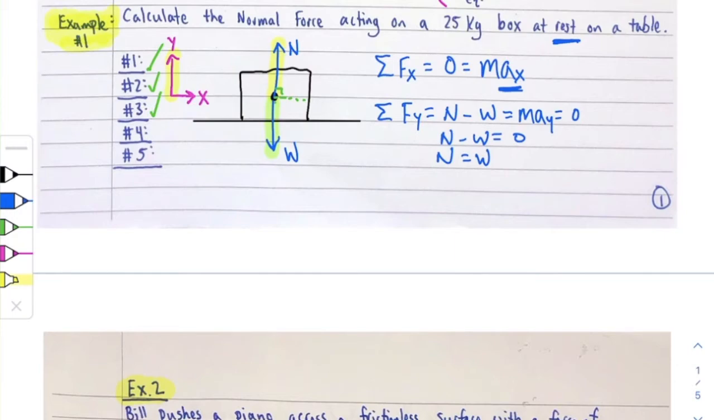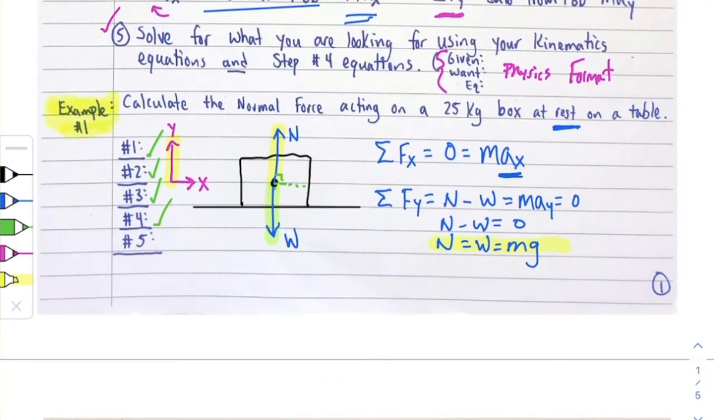And we know from before that W is equal to mg because that was our warm-up today. So there's an equation we came up with there. So notice we haven't plugged any numbers, and we came up with a nice little equation. So we have just completed step number 4 for success. Now, step number 5 says solve what you are looking for using your kinematics equations and the step number 4 equations. And use given want equation.